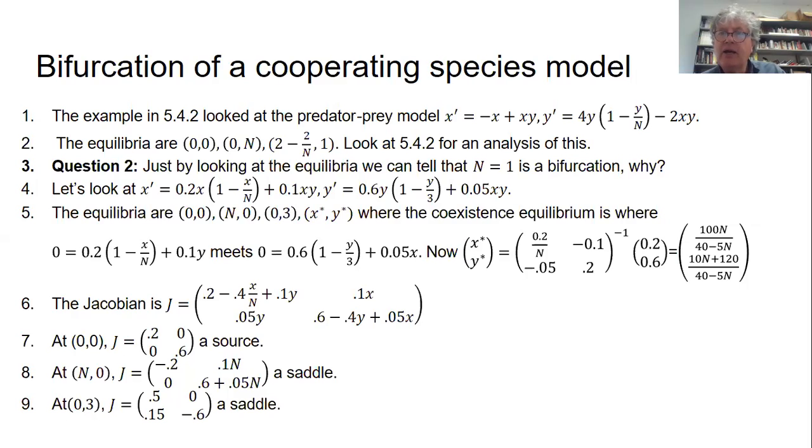Okay, so to analyze this, we look at the Jacobian, and at 0, 0, we plug in 0, 0, we see that we get the diagonal matrix 0.2, 0.6. They're the eigenvalues, right? Because for a diagonal matrix, the eigenvalues are on the diagonal. We've got positive eigenvalues, so it's a source.